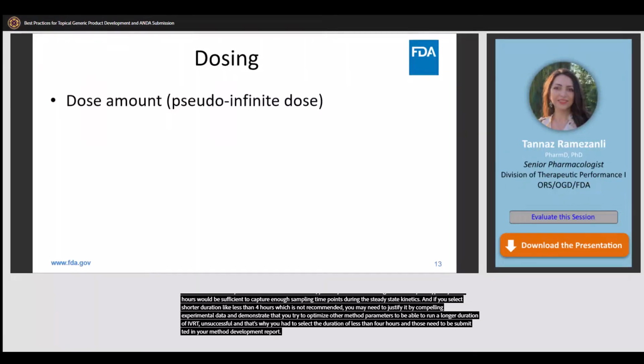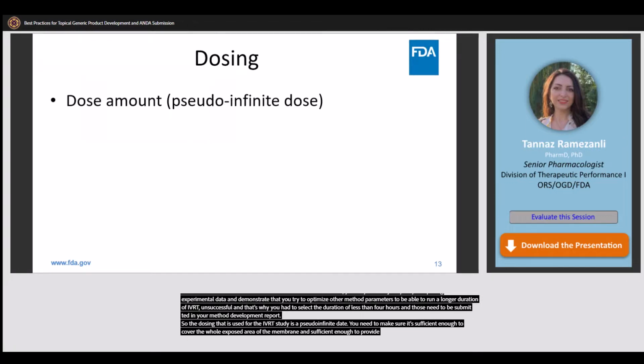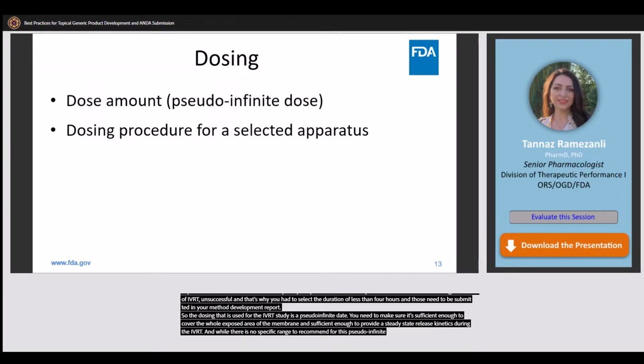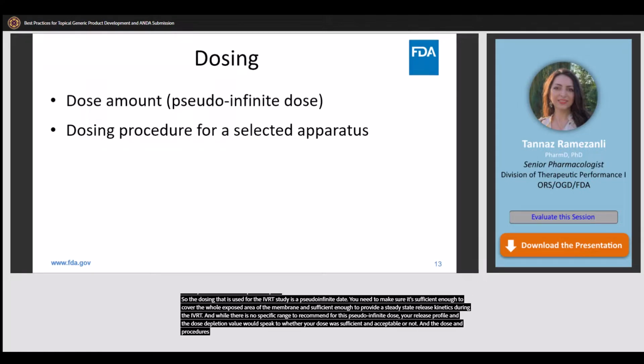So the dosing that is used for the IVRT study is a pseudo-infinite dose. You need to make sure the dose is sufficient to cover the whole exposed area of the membrane and sufficient to provide steady state release kinetics during the IVRT. And while there is no specific range to recommend for the pseudo-infinite dose, your release profile and the dose depletion value would speak to whether your dose was sufficient and acceptable or not. And the dosing procedures that you use should be appropriate for the equipment that you selected for your IVRT study, and you can refer to USP chapter 1724 to see what dosing procedure is recommended for each type of apparatus.